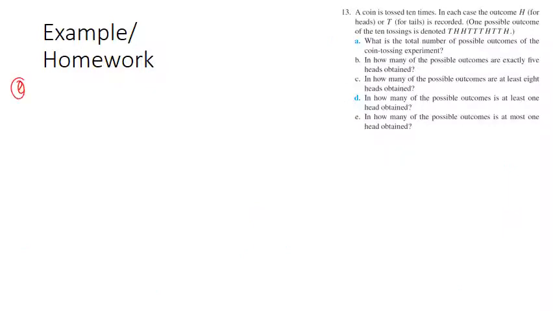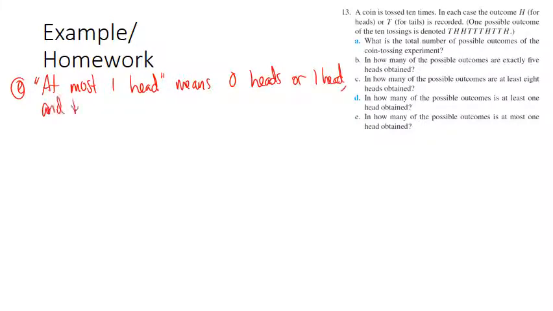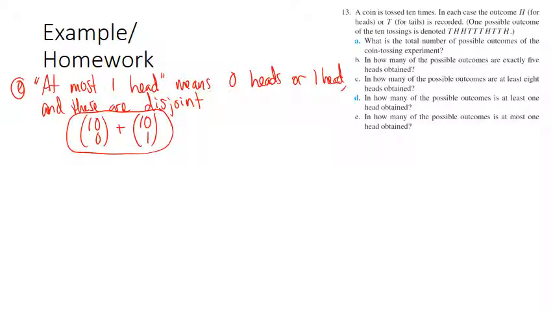Okay, and then for part E, in how many of the possible outcomes is at most one head obtained? So at most one head means 0 heads or 1 head. And these are disjoint. You cannot have both 1 head and 0 heads at the same time. So the number of ways to get 0 heads is 10 choose 0, which I believe is just 1, because there's only one way to have no heads. You'll get that when you plug it into a calculator anyway. And then for 1 head, it is going to be 10 choose 1. So that's part E. Go ahead and pause the video and try part A and also part D, and check your answers in the back of the book.